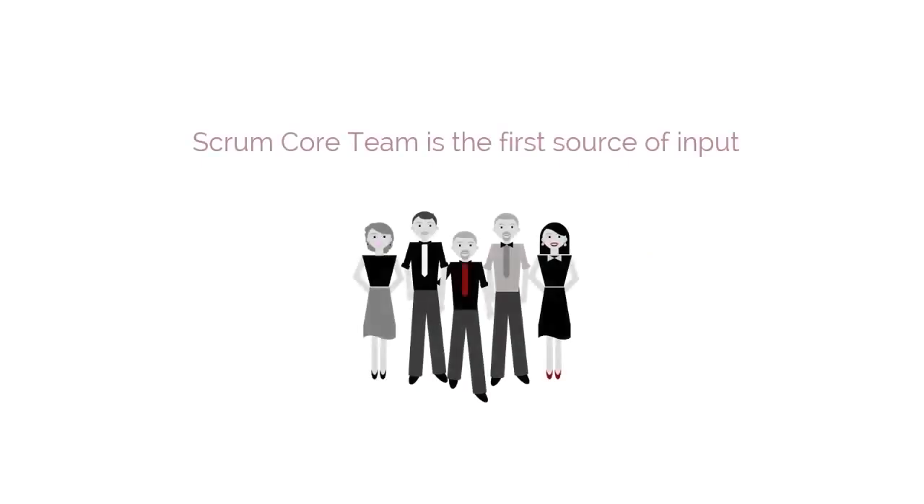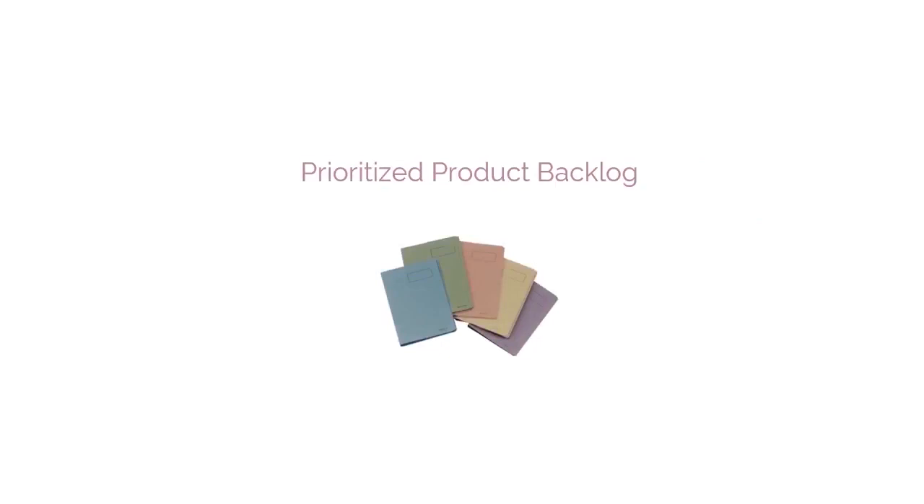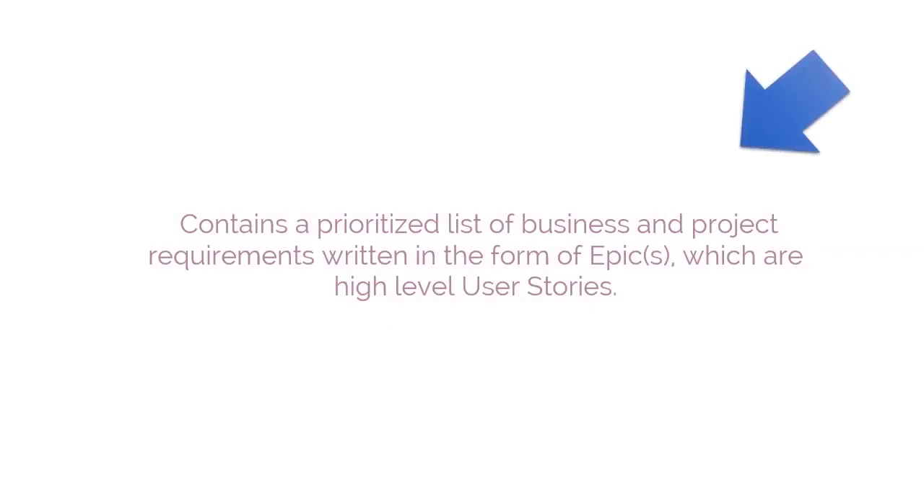Scrum Core Team is the first source of input. Prioritized Product Backlog is the next source of input we're going to discuss. The product owner develops a prioritized product backlog, which contains a prioritized list of business and project requirements written in the form of epics, which are high-level user stories.